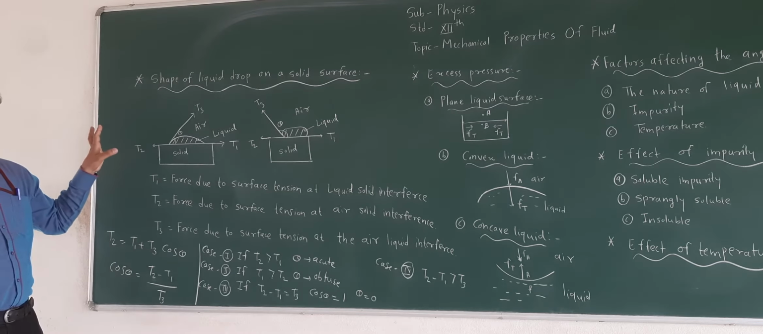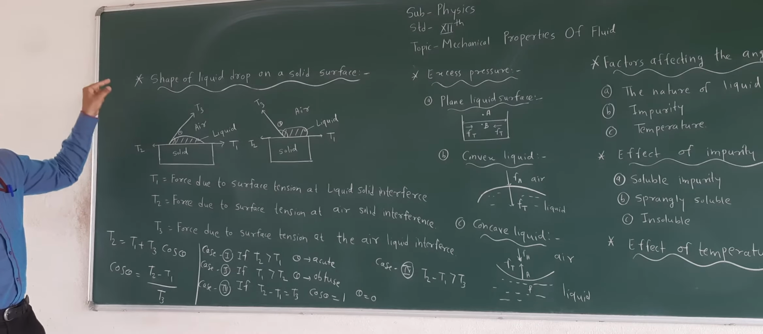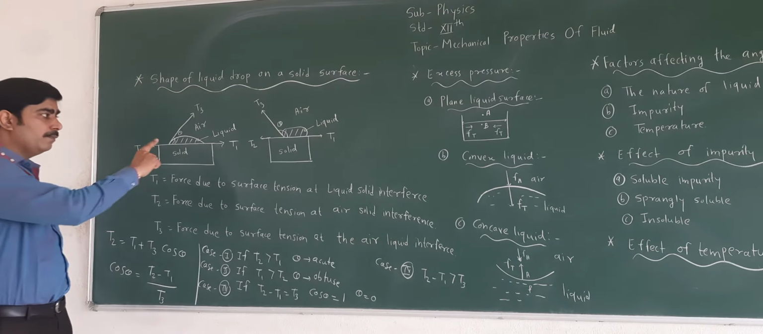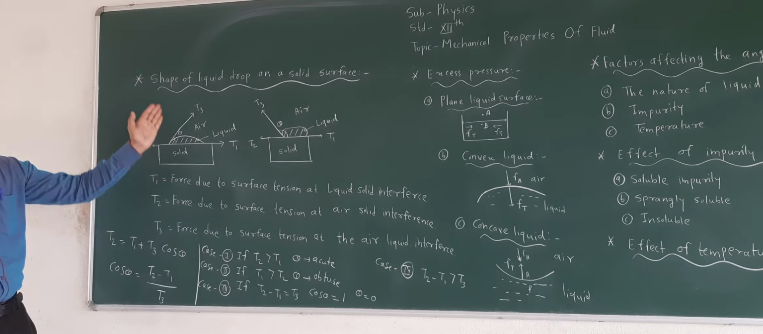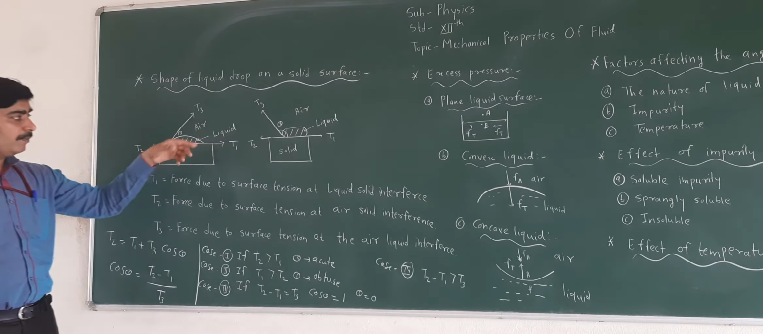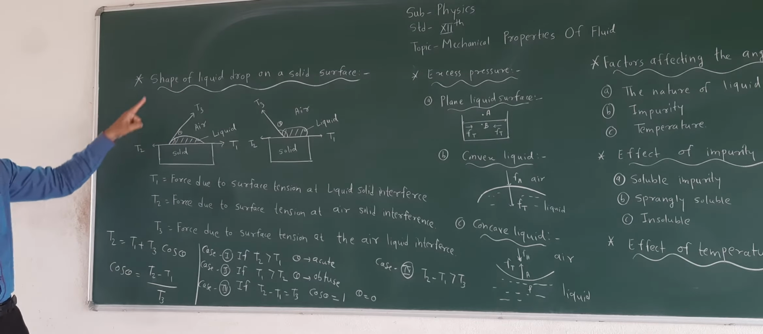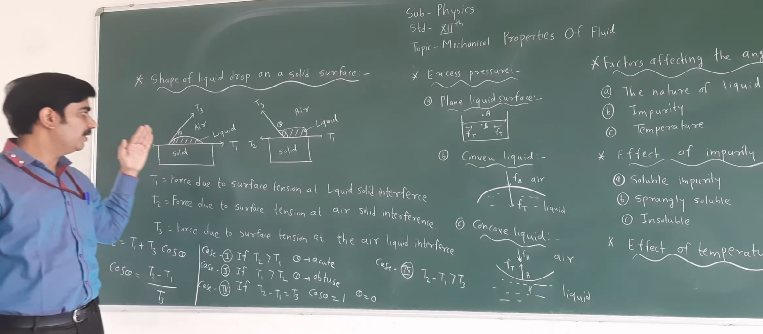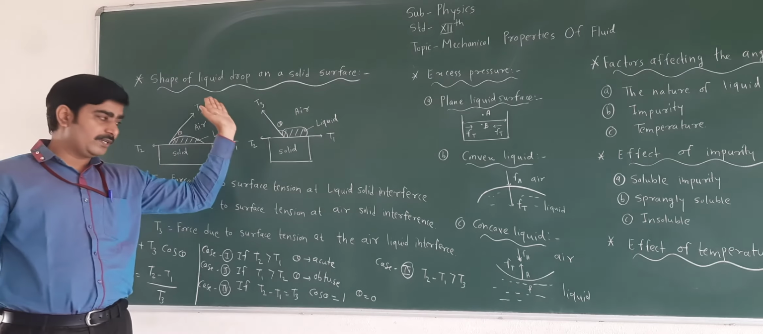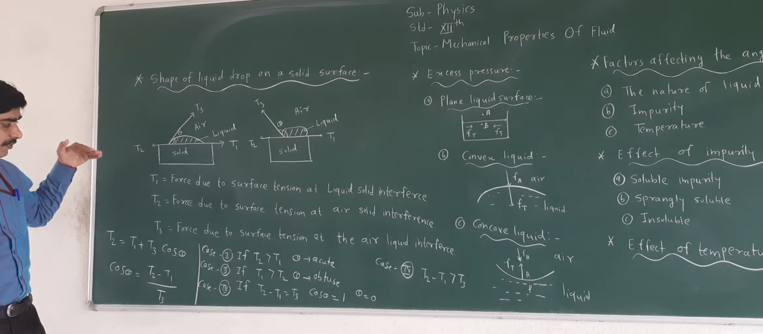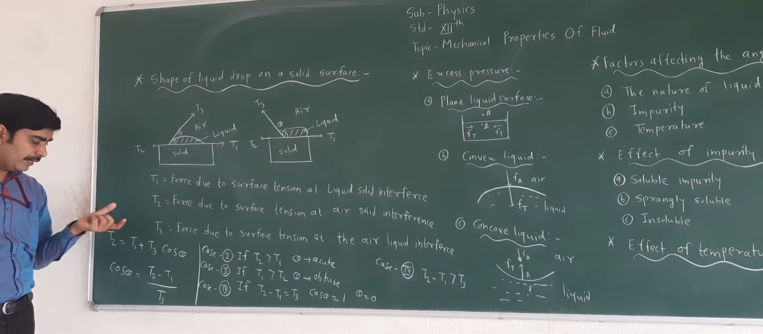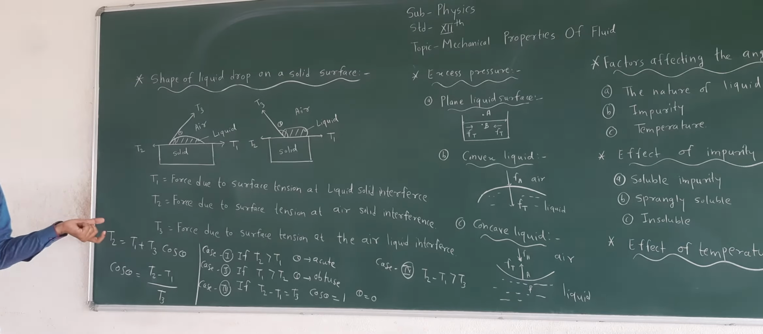So friends, I am going to explain this point once again. The shape of liquid drop on a solid surface. Here we should draw both diagrams, one for the acute angle and one for the obtuse angle. Remember T1, T2, T3 in both. The only difference is that here is the acute angle and here is the obtuse angle. Then we should mention what T1, T2 and T3 are according to the diagram. So this is the very important point.